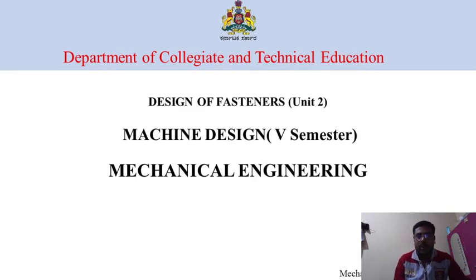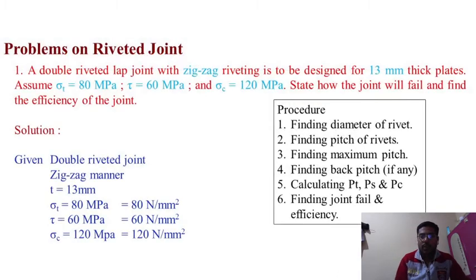Department of Collegiate and Technical Education. Unit number 2, Design of Fasteners. Subject name is Machine Design for 5th semester Mechanical Engineering. So today's topic is riveted joints on the basis of problems. So we are discussing the problems on riveted joints.